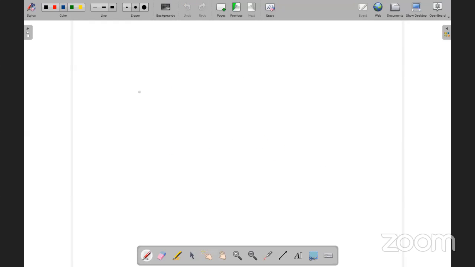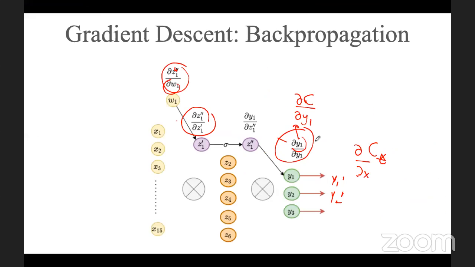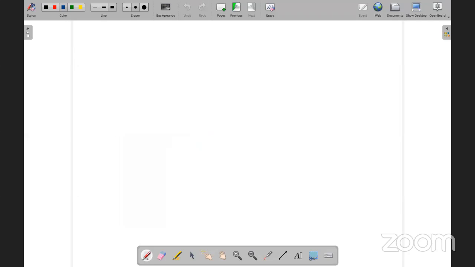Okay. So first of all, we start from here. All right. So suppose the output that I'm getting are, okay, for some reason this stops working whenever I'm connected to a Zoom meeting. Otherwise, it works properly. Okay.